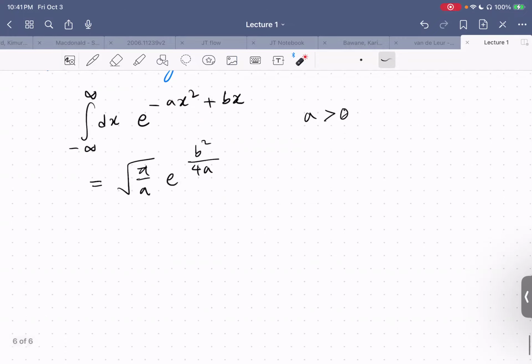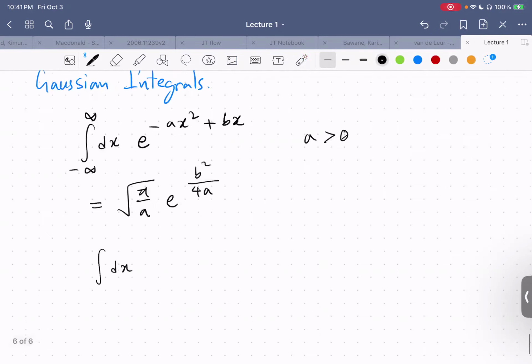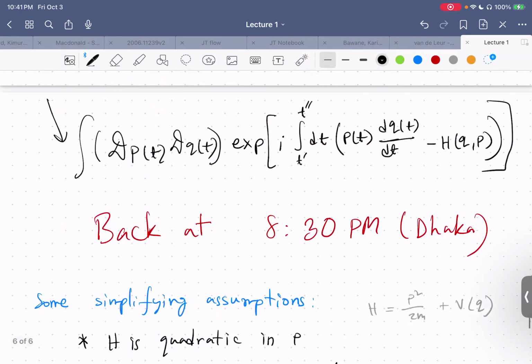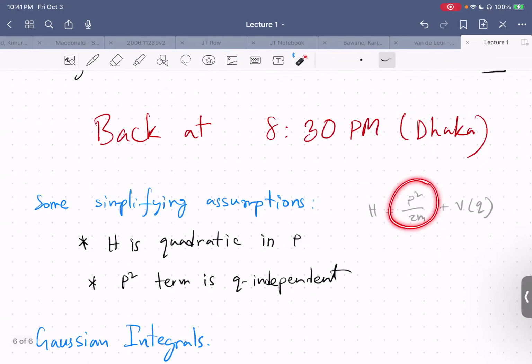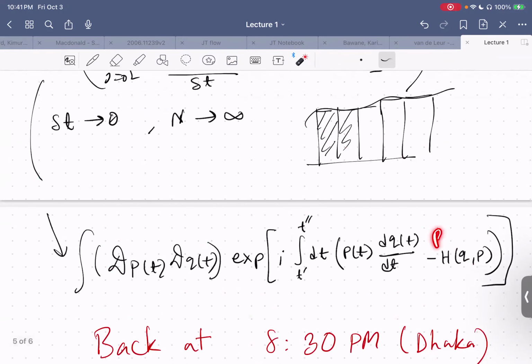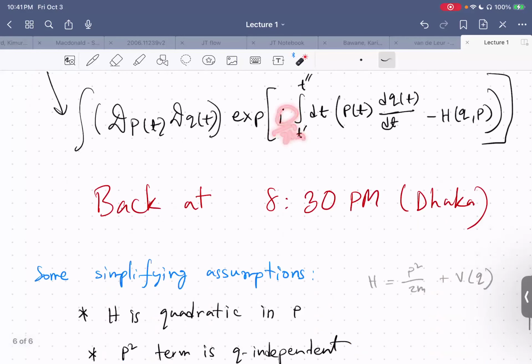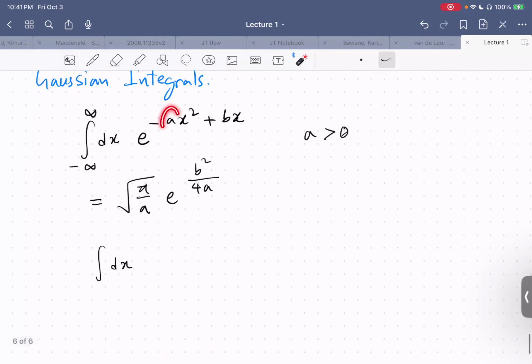All right. Now, this is fine, but the kind of integrations that we have, even after assuming that h is quadratic in P, so maybe h is exactly this, then here you have P squared over 2m. So quadratic, that's fine. But the coefficient is i over 2m, right? Not a real number. So we actually have to perform these kind of integrations.